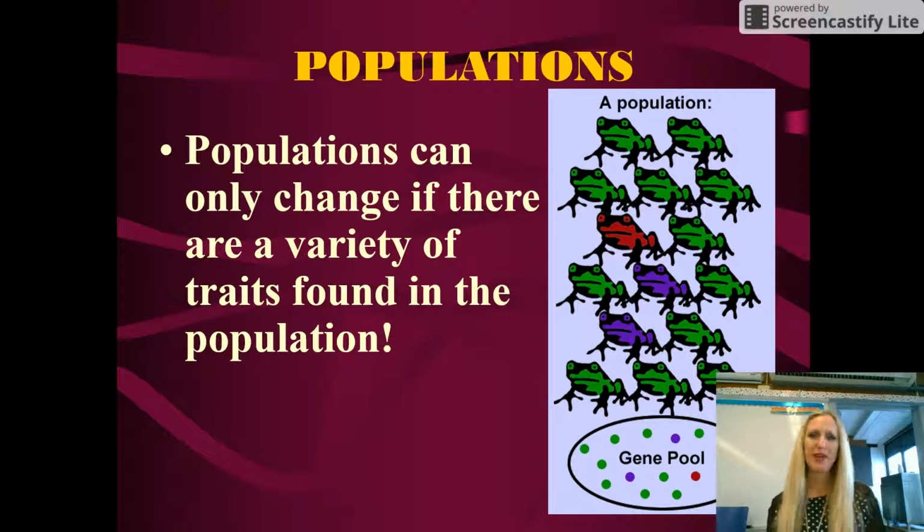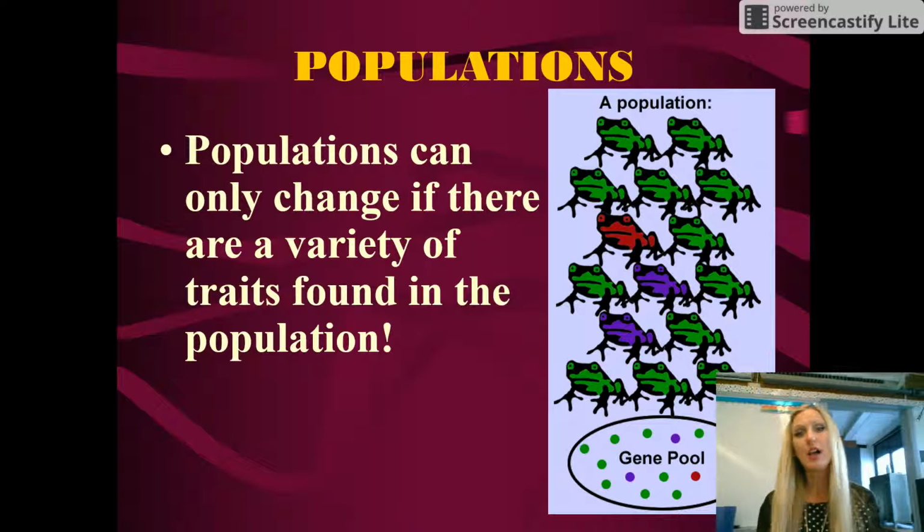Some background information we have to remember about populations. Remember, populations are the groups of one kind of organism that lives in one area. So it's not all the frogs of the world, but one particular species of frog that maybe lives in one pond. So if you look at this picture here, we've got a frog population.